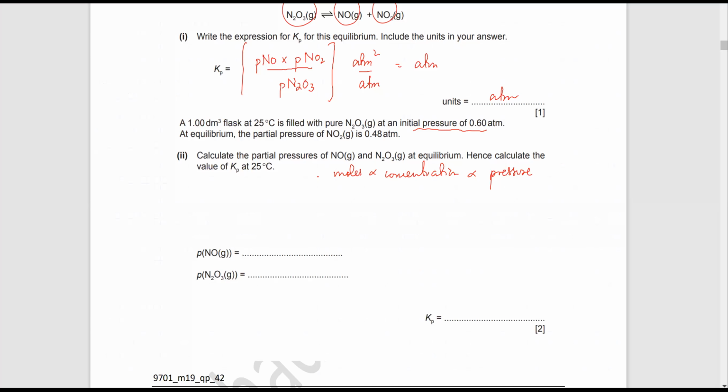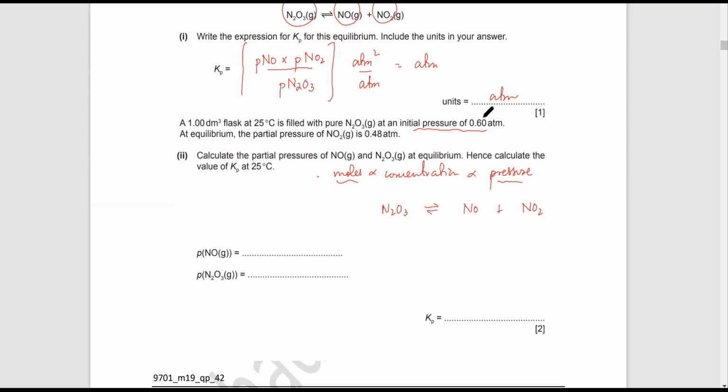Anyways, coming back to the question. Pressure is proportional to moles, right? The way I'm going to solve this is to think in terms of moles. I'm going to write down the reaction first. It's N2O3 in equilibrium with NO and NO2. This is the key that you have to think: pressure and moles are directly proportional.